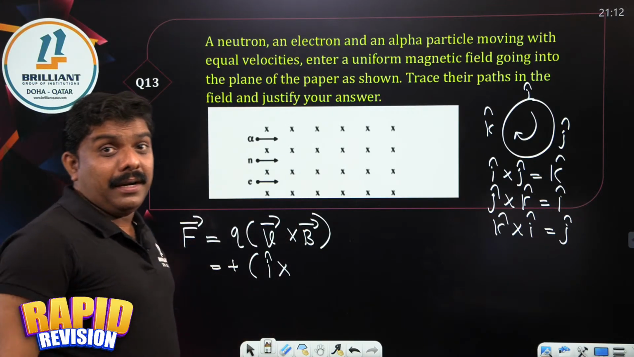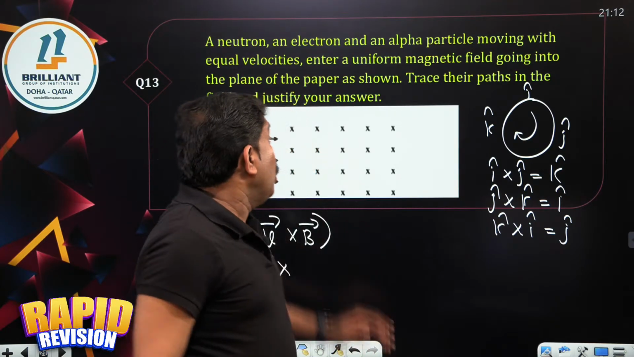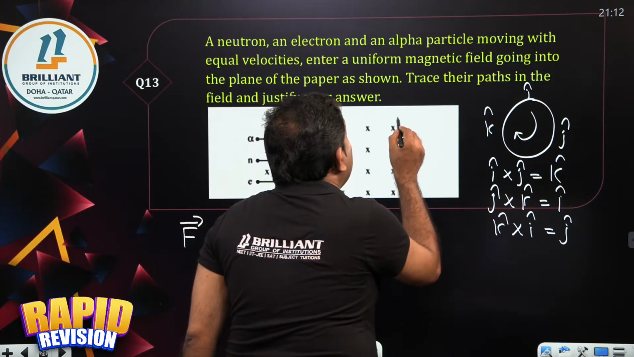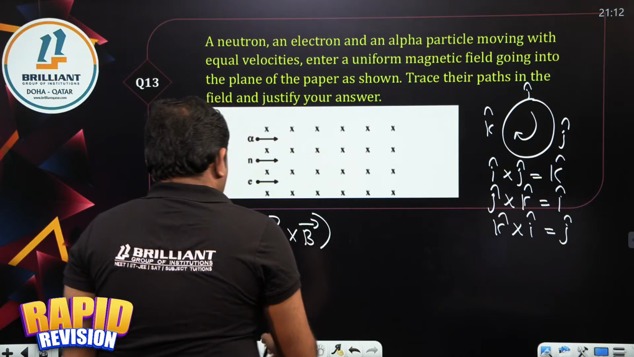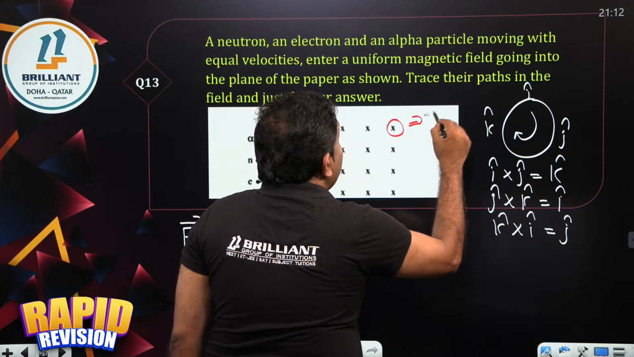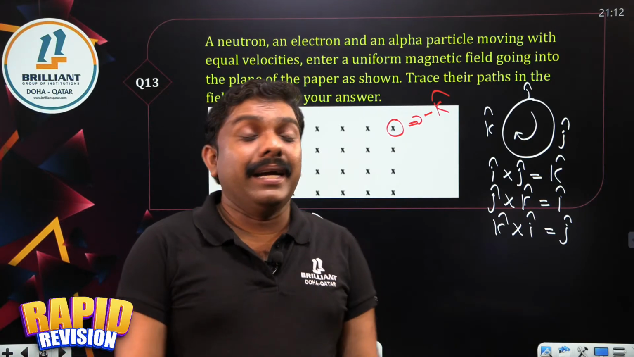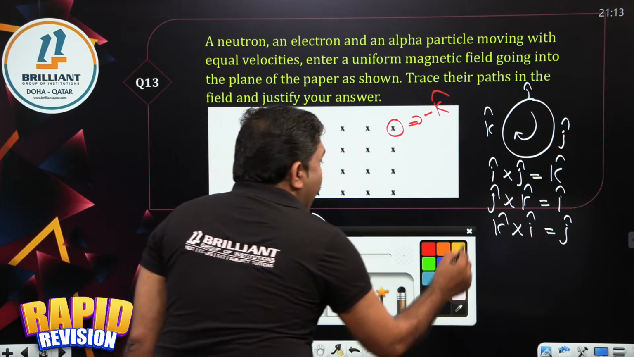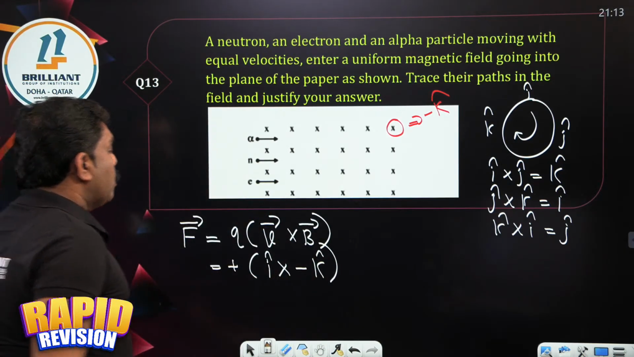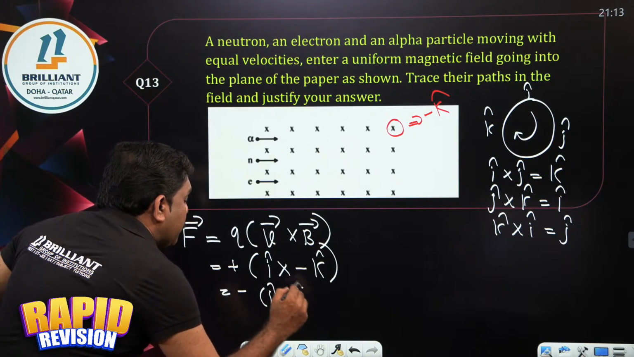Then there is the magnetic field. Conventionally, please realize what I am saying, a cross represents inward. The magnetic field is directed into the plane of the paper, shown by the cross. Inward means we are considering the negative z-axis. So I can say i cross minus k. I take that minus outside, then i cross k will be there.